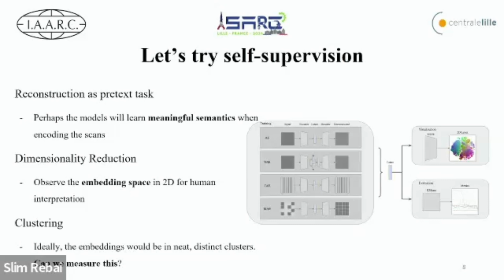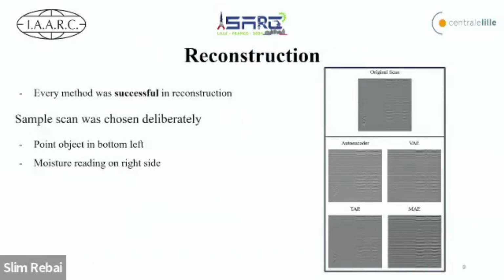And so to this end, we evaluate 4 different deep learning models. We use a basic autoencoder, a variational autoencoder, a transformer-based autoencoder, which will be using the sequence of A-scans idea, and a masked autoencoder, which will be our image-based method for comparison. And of course, we are also using a baseline that does not use any deep learning method. So how did we do?